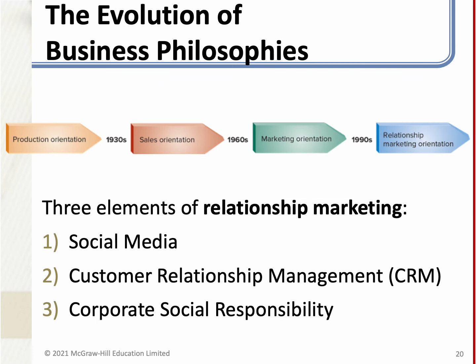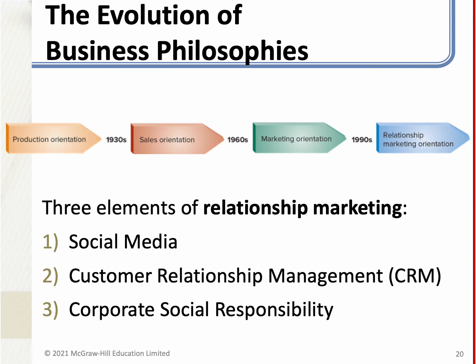There are also 3 elements that go along with relationship marketing, and that's social media, customer relationship management, and corporate social responsibility. So we all know social media is a form of online media that allows members to create their own network of friends, share comments, articles, opinions, etc. So that is a way that you can go about building a relationship with your customer, is having a social media presence.